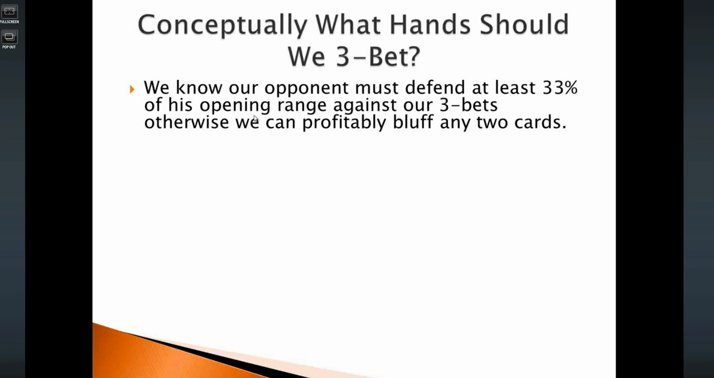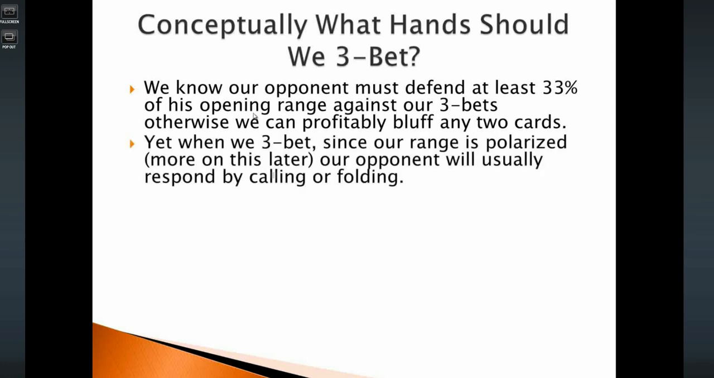If you're opening the button super wide because the blinds don't 3-bet, that's totally fine. Go ahead and keep doing that. But in theory, we know that the button must defend 33% of his range at minimum to a 3-bet, otherwise the big blind can 3-bet any 2 cards profitably, which does not make sense. Yet when we 3-bet, since our range is polarized, more on this later, our opponent will usually respond by calling or folding.